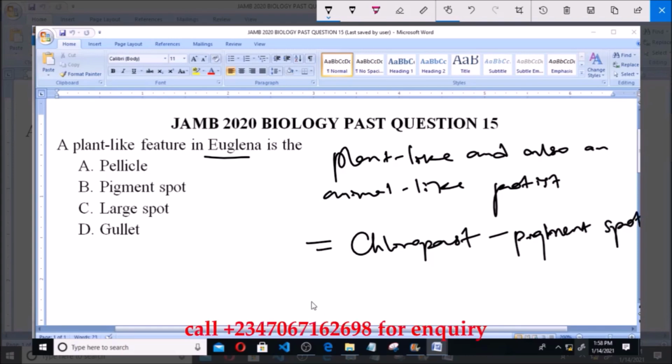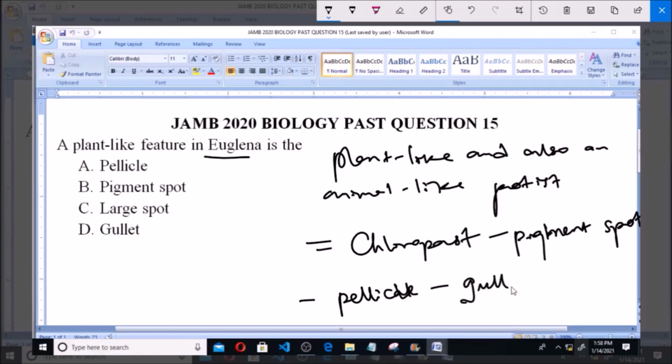The animal feature in Euglena is the presence of the pellicle. Now this pellicle is also known as the gullet. But the question here is asking us for the plant-like feature in Euglena, and that is the chloroplast, which is also known as the pigment spots. So option B is the right answer to this question.